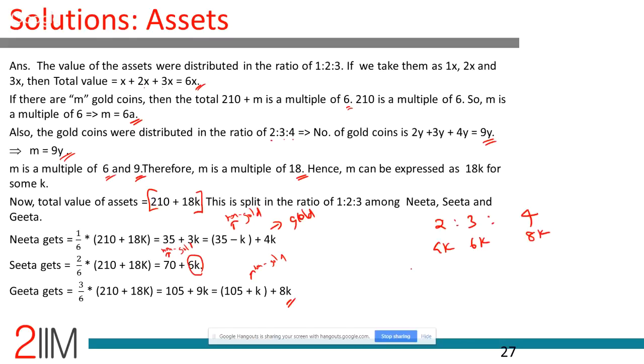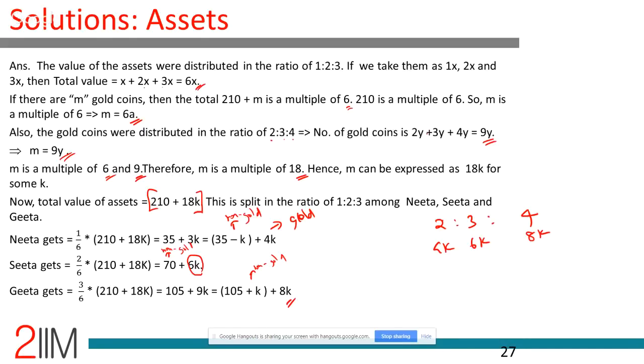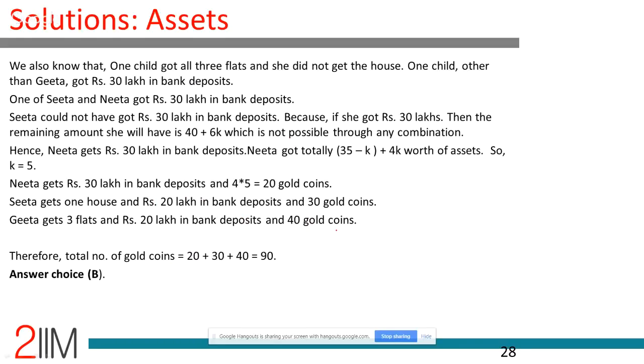All 3 flats, who should have got that? Think about it. One child other than Geeta got rupees 30 lakhs in bank deposits. One of Sita and Geeta got 30 lakh in bank deposit. Sita could not have got 30 lakhs in bank deposits, because if she got 30 lakhs, then the remaining amount she will have is 40 plus 6K. 6K is gold. She should have got 40 in bank and in terms of house and flat. That's not possible.